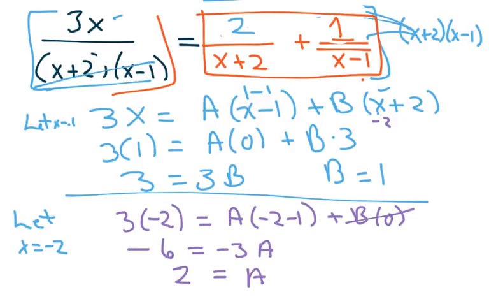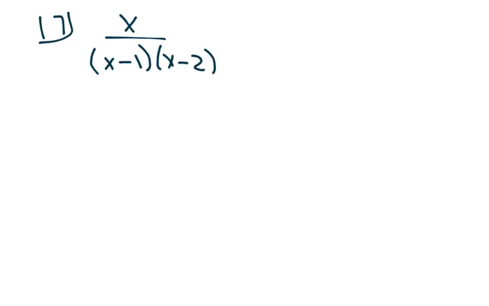Okay. Now, the next one's going to be 17. This book mixes everything up. So we have 17, which is x over x minus 1, x minus 2. The reason these are non-repeated is because they're different. They're not the same. So we're just going to write this as, and it's a proper fraction because the degree in the numerator is less than the degree in the denominator, a over x minus 1 plus b over x minus 2.